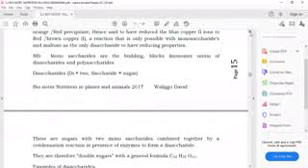Now, monosaccharides are used as building blocks for other sugars, the disaccharides and then polysaccharides. May I ask people to mute?